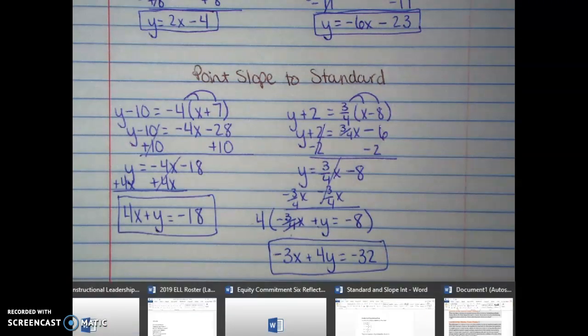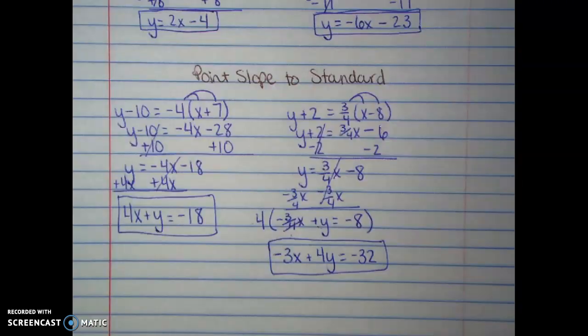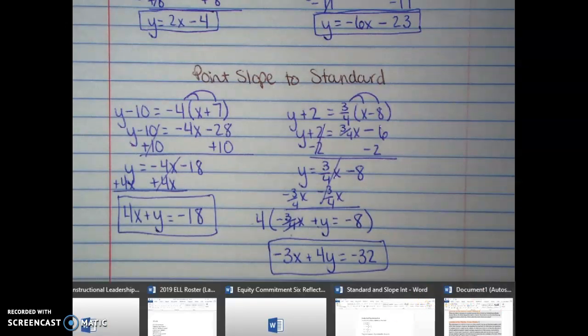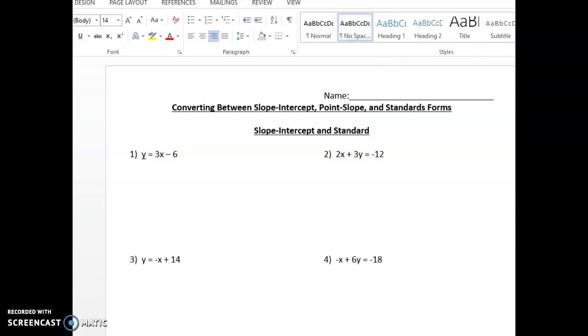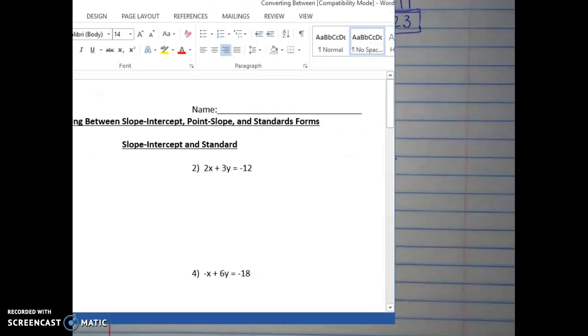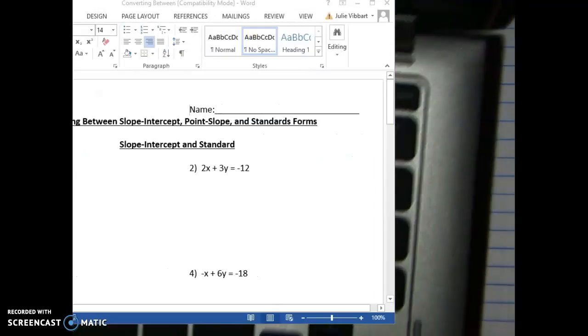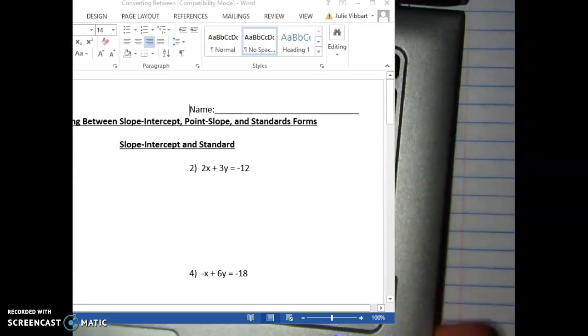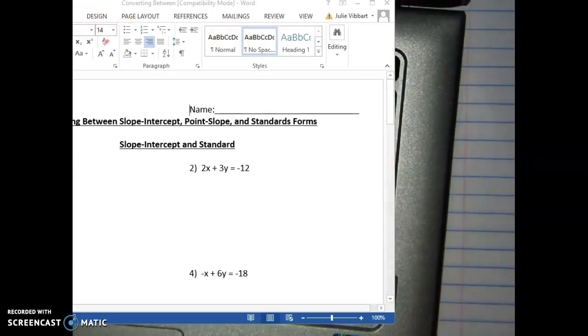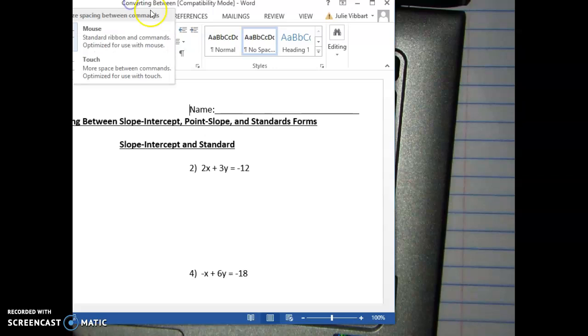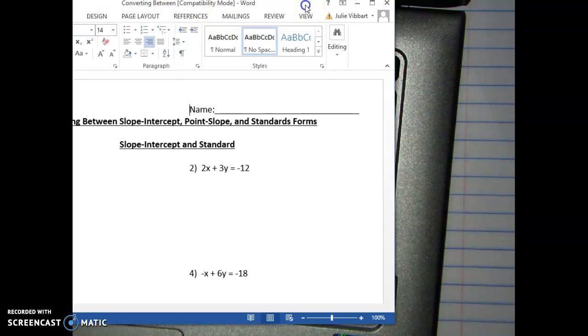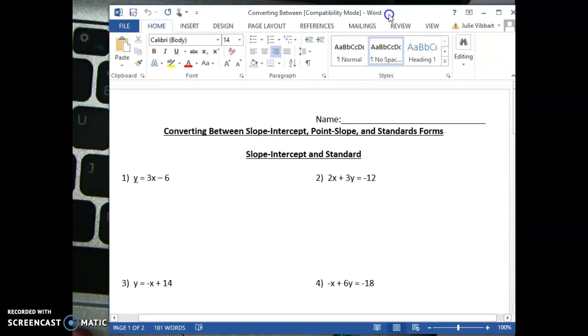Let me find it here. Whoops, where'd it go? Okay, so it looks something like this. Sorry, I'm trying to get it situated here so you can see all of it. But my mouse is not cooperating here. What is this doing? Come on. There we go. Okay.